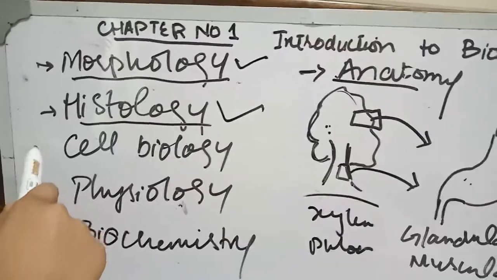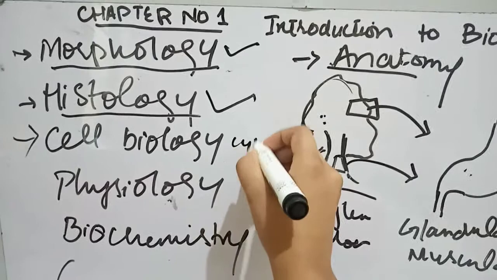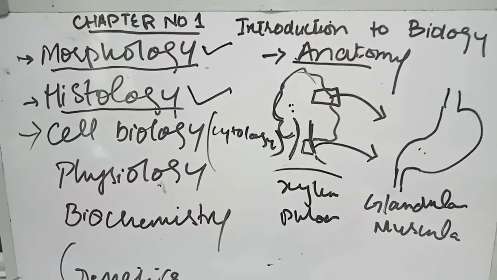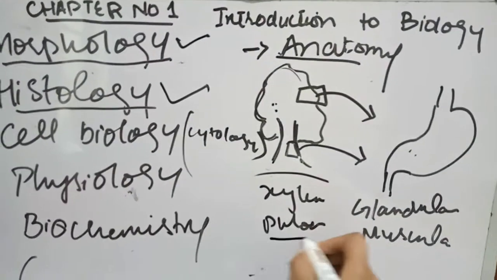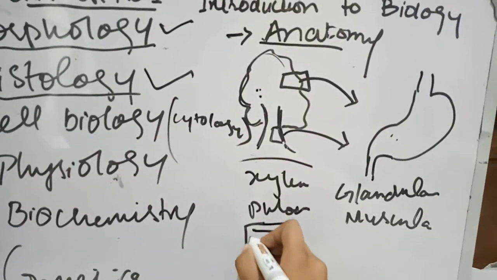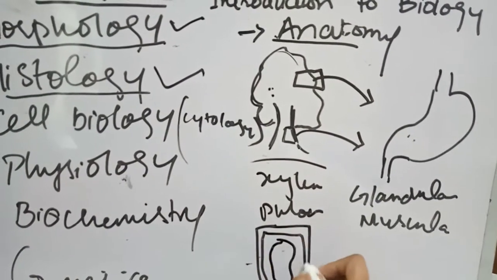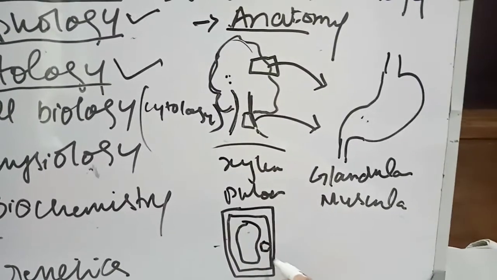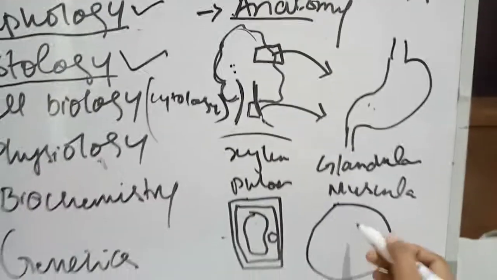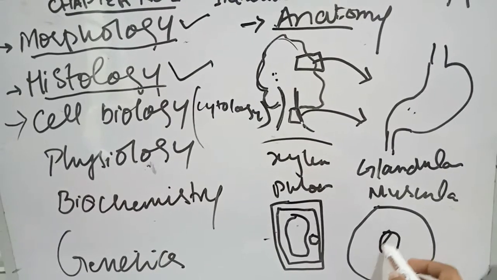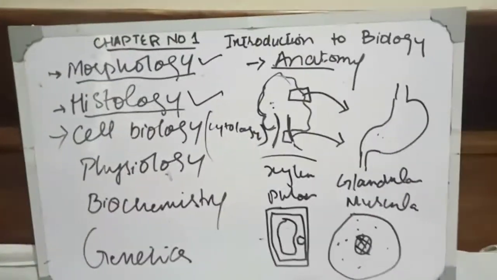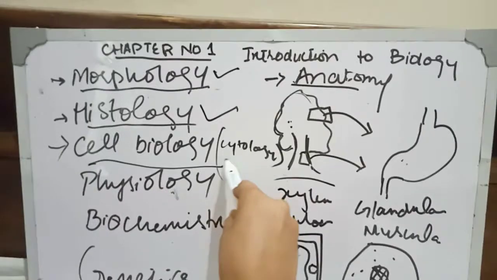Now we are moving towards cell biology. Cell biology is also known as cytology. It means the study of the cell is known as cytology or cell biology. In case of plants, we say that the cell is a square shaped structure with a large vacuole, and the nucleus is pushed to the side, while an animal cell is somewhat rounded in shape and the nucleus is present in the center of the cell. We will study its organelles, its shapes, its structure, its function. Then it is known as cell biology or cytology.